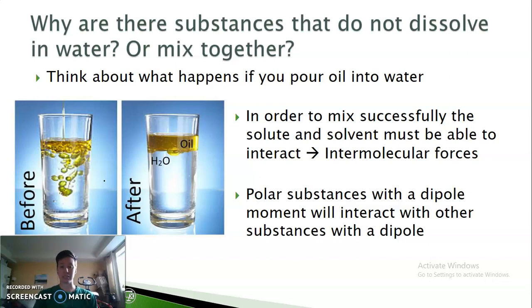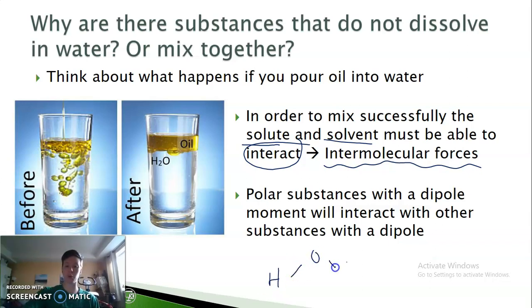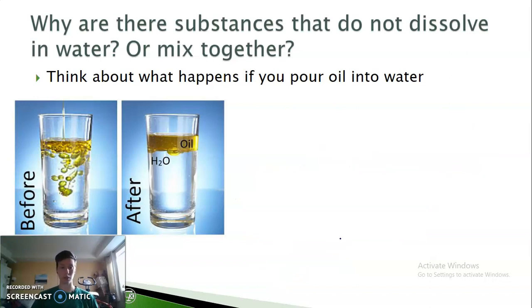So in order to mix successfully, the solute and the solvent must be able to interact. And this is where those intermolecular forces come in. Polar substances, like water, have polar bonds, where the oxygen has a higher electronegativity, and so we say that it has a dipole moment. Polar substances will interact with other substances that are polar or have a dipole or have a charge.